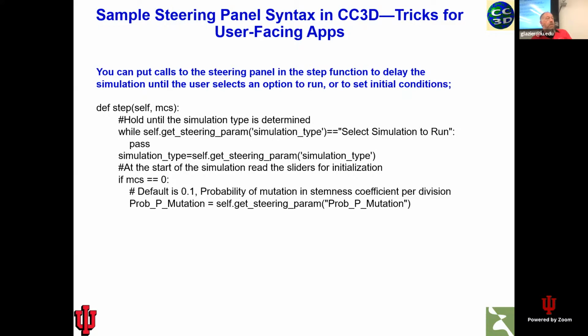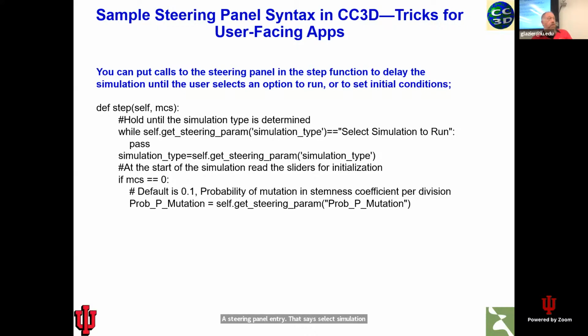Another thing that you can do, which can be useful, is if you want the simulation, this is again more for an application than for the kinds of things we're going to be doing here. But suppose that you want the person running the simulation to have to choose something at the beginning of the simulation. In that case, you could have a simulation that depends on a steering panel entry that says select simulation to run.